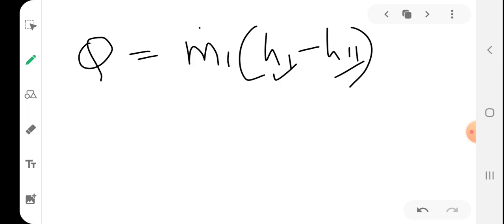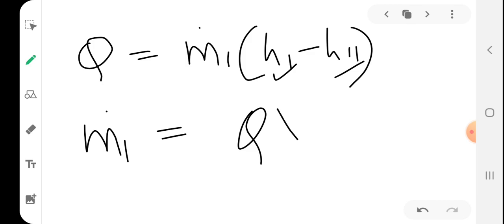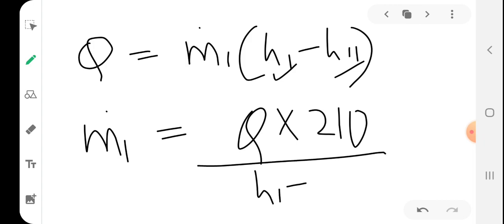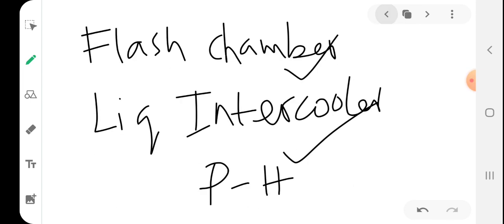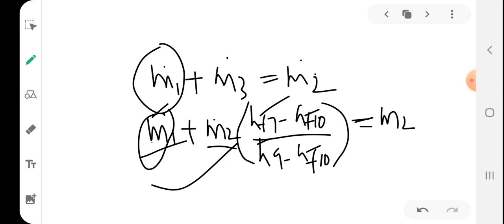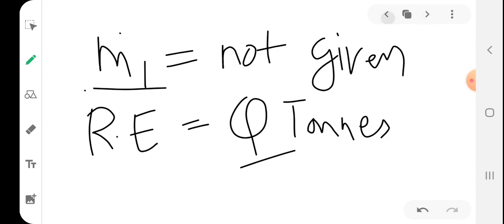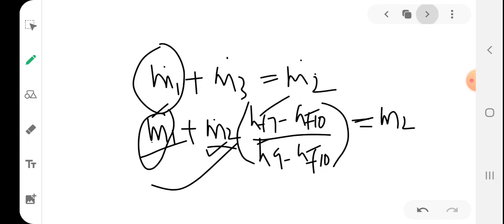So Q is given, and m1 dot will be equal to Q in tons. If this is given in tons, you multiply it with 210, so it will become kilojoules per minute. Dividing by h1 minus h11 will give you kilograms per minute. So m1 dot in kilograms per minute will be obtained if Q is given. If m1 dot is obtained, you can easily get the value of m2 using this equation.